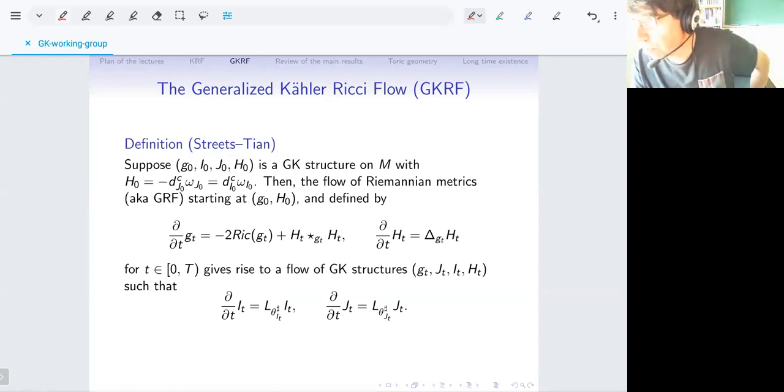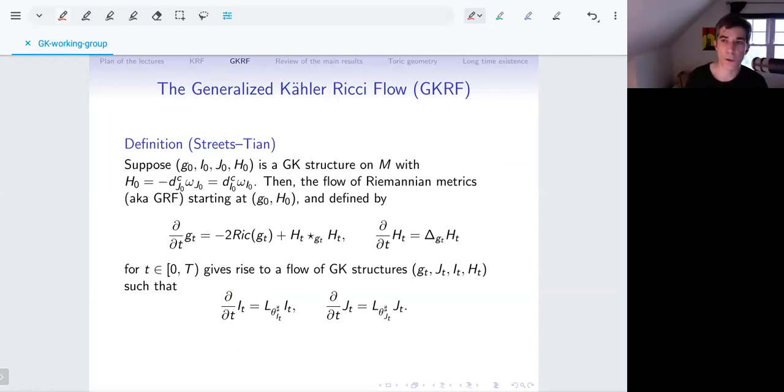Can I ask a question? Yes, sure. I just wanted to ask if you could explain a little bit more about the fact that the limit of this procedure could be a possibly different Kähler-Einstein metric. I'm just wondering how I should think about this result.